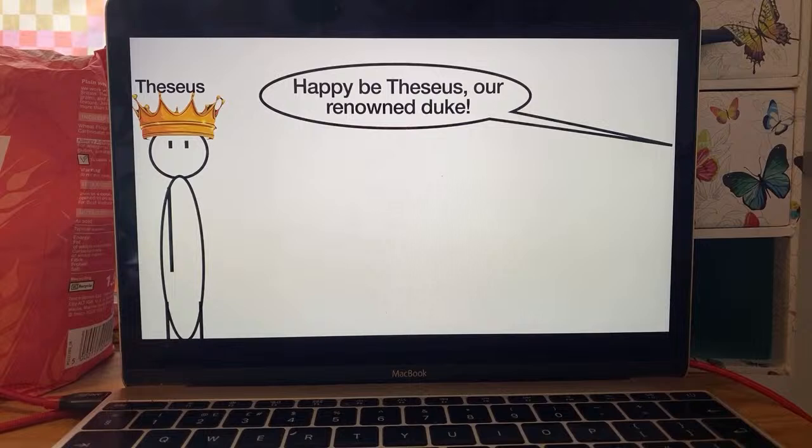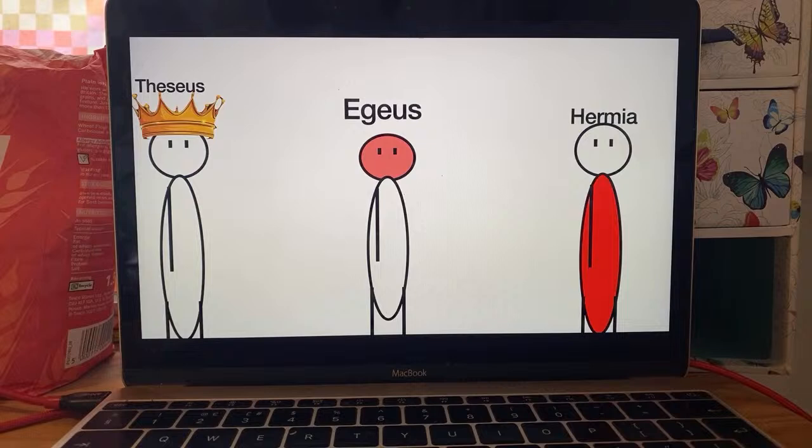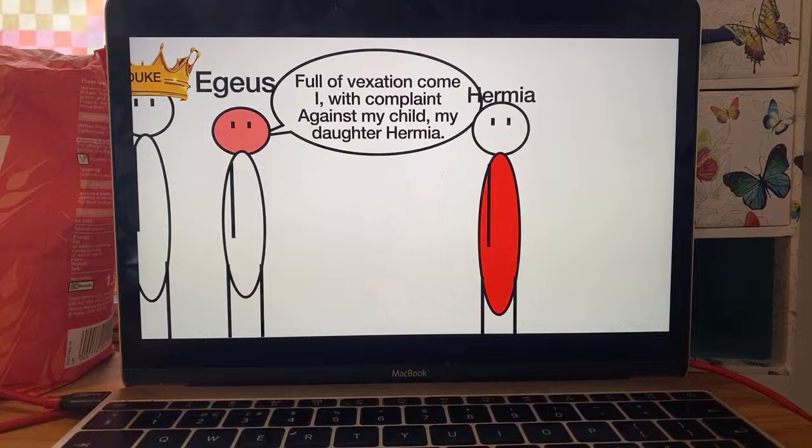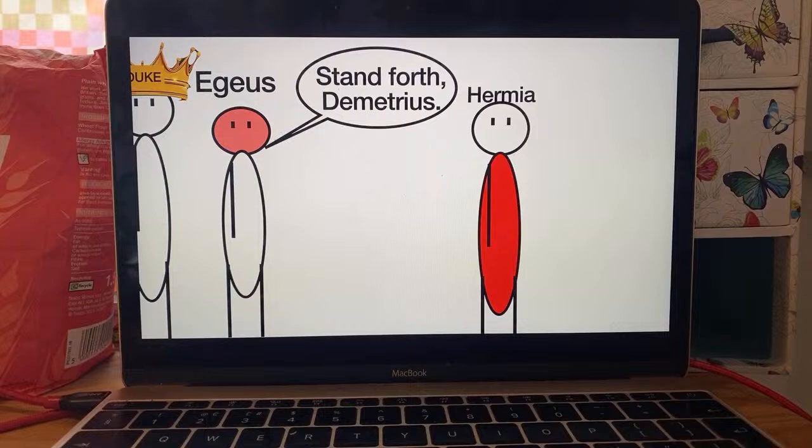Anyway, on comes Angry Dad, and his line is, "Happy be Theseus, our renowned duke." So Aegeus comes on, red in the face, very angry. He's dragging his daughter Hermia along, and Theseus says, "Thanks, good Aegeus, what's the news with thee?" And then Aegeus goes into his sometimes quite amusing rant. "Full of vexation come I with complaint against my child, my daughter Hermia. Stand forth, Demetrius." And on comes Demetrius, this man.